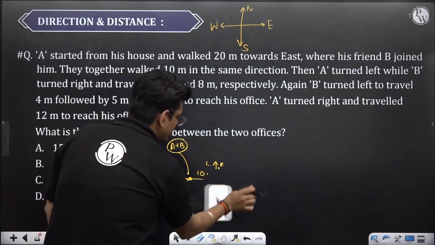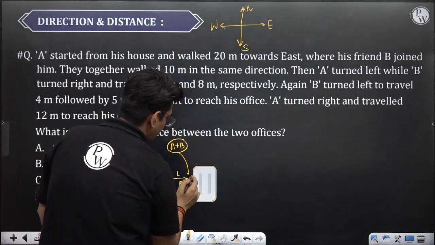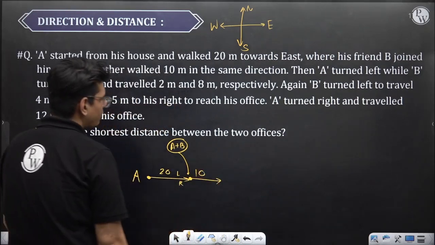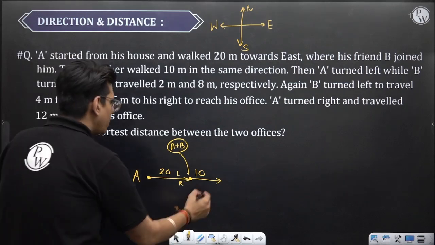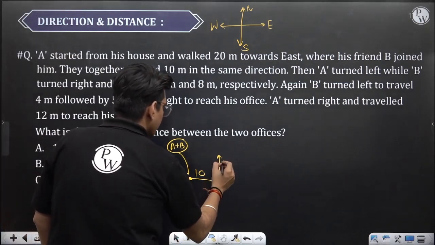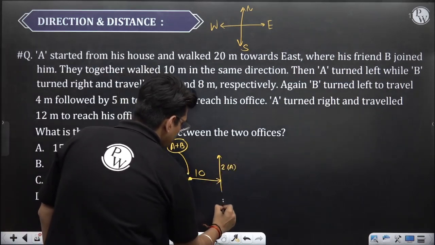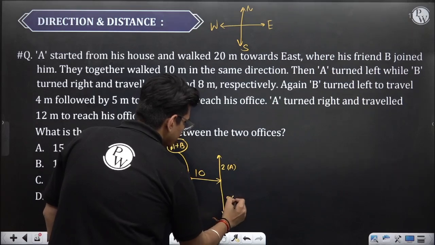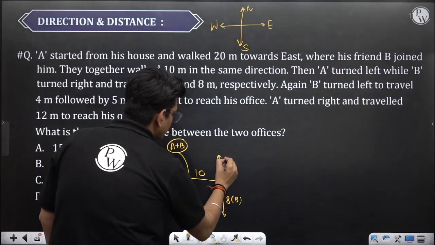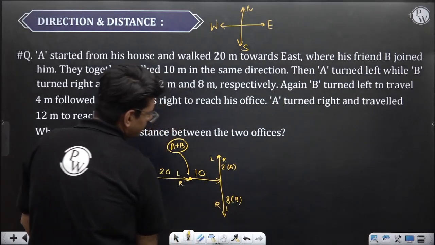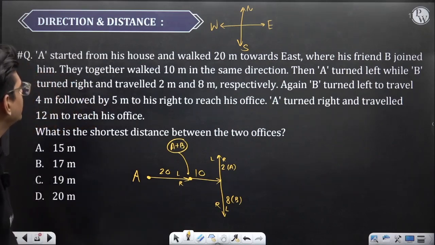Let's make this diagram a bit clearer. So this is your 10. After this point, A is going 2 meters. This is your A. B is going 8 this side. This is B. This is right, this is left. Now what is the question saying?